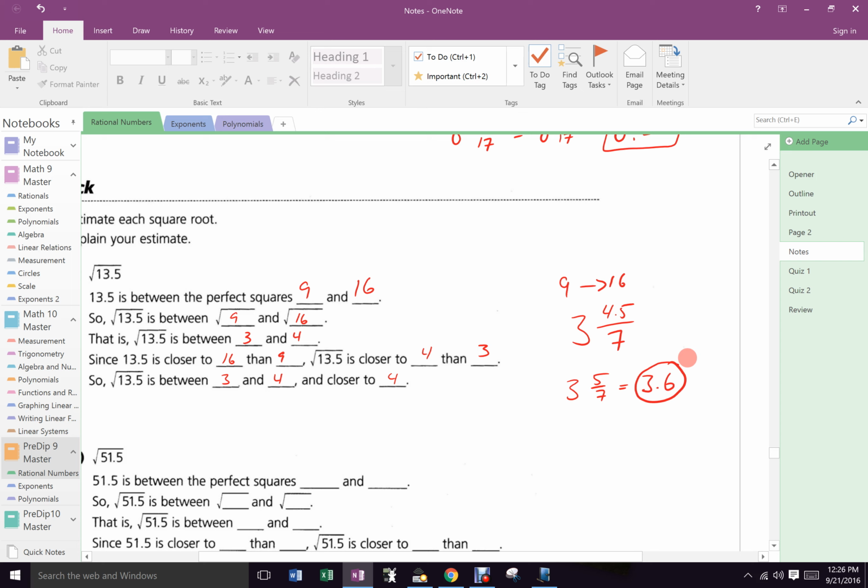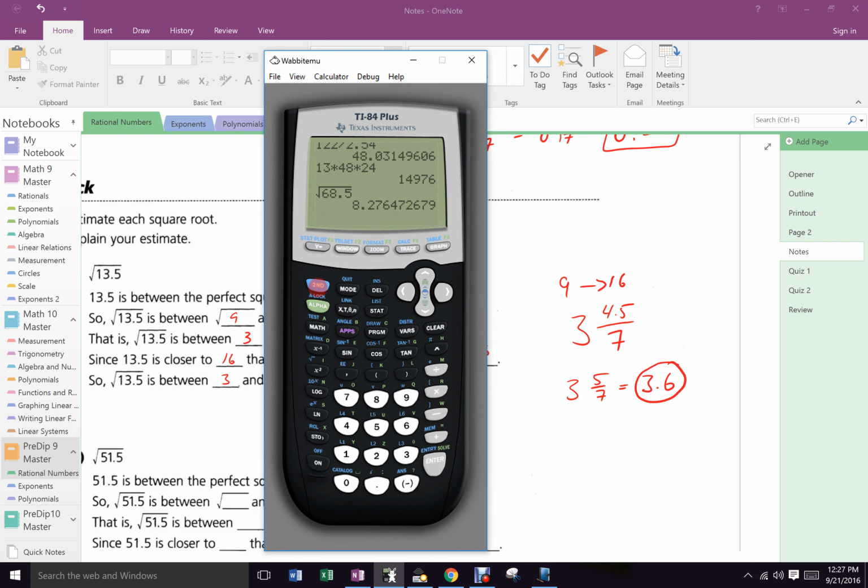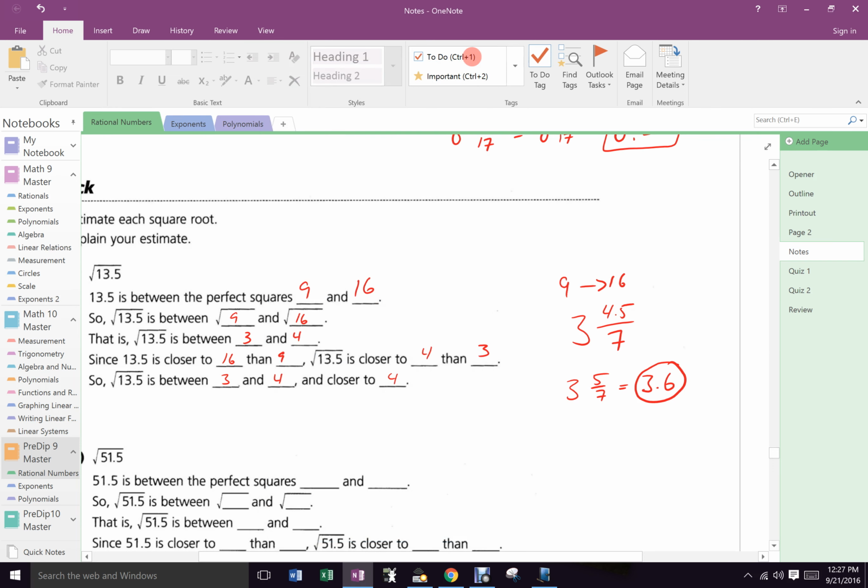How did you get? Oh, no. Check it. Square root 13.5, 3.67. Are you all picking up what it is I am putting down?